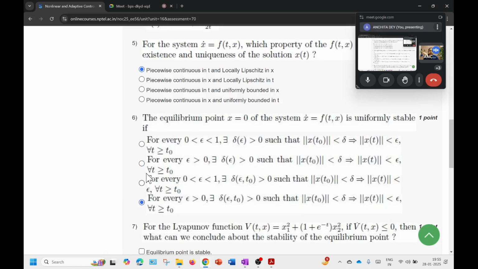Okay, and if you notice the options that were given to you, either this one or this one is valid, right? But out of these two, you see in this one delta of epsilon. So delta is the region from which your initial state will start. And in this case, it depends on T naught. However, if it is uniform, it should not depend on the value of T naught. So this is your correct answer. It means for every epsilon greater than 0, there would exist a delta, which is a function of epsilon, not of T naught, such that if it starts in delta, it will always stay in the epsilon ball. Okay.